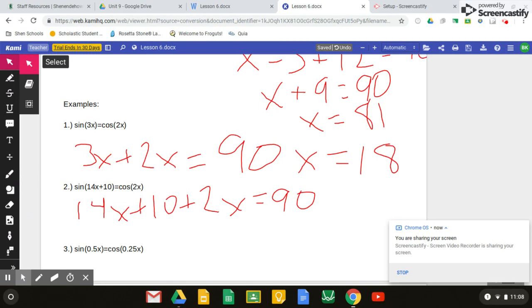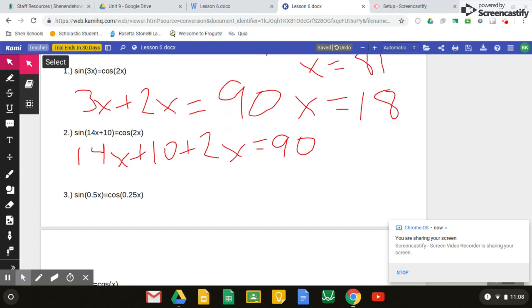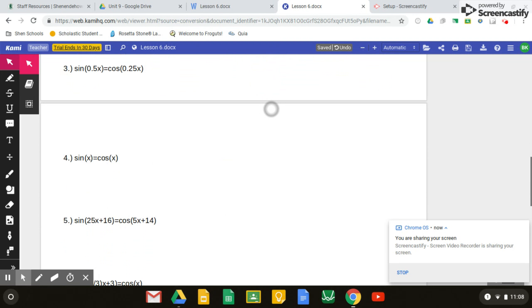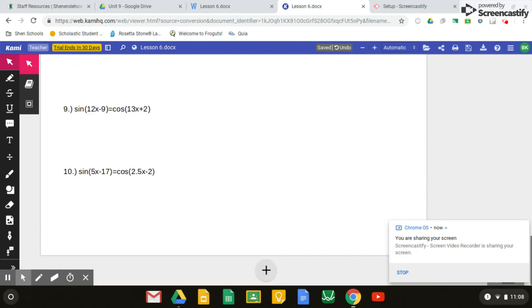All right, so your task on this, I want you to submit number 2. You're going to get a little answer box. I want you to submit what x is for number 2, and then you go ahead and complete 3, 4, 5, 6, 7, 8, 9, 10. I know it's a lot of examples, but this is good practice, all right?